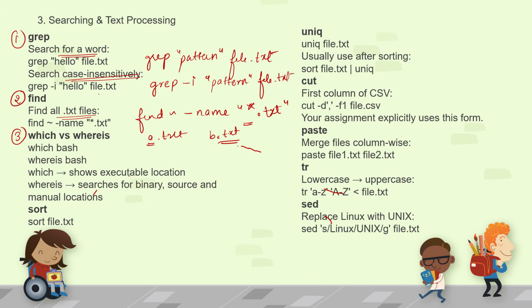Which versus whereis? which bash, whereis bash. which is used to show your executable location, whereas whereis searches for binary, source, and manual locations.